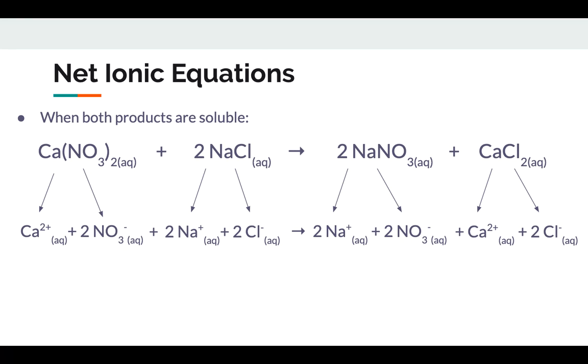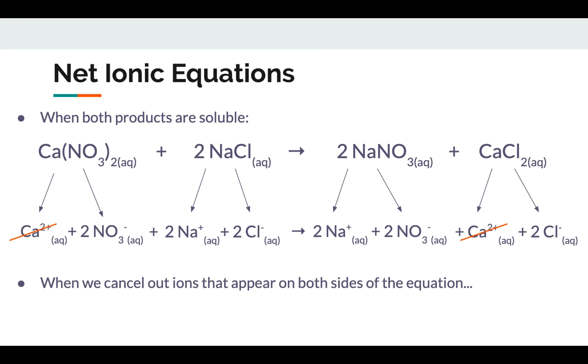So then we start canceling things out that appear on both sides of the equation. We cancel out the calcium, cancel out nitrate, cancel out the sodium, cancel out the chloride, and there's nothing left. Right? Everything's gone, which means no reaction actually occurred. So this, again, is another way to look at a double displacement reaction and see that when no precipitate is formed, there is no reaction that has occurred.